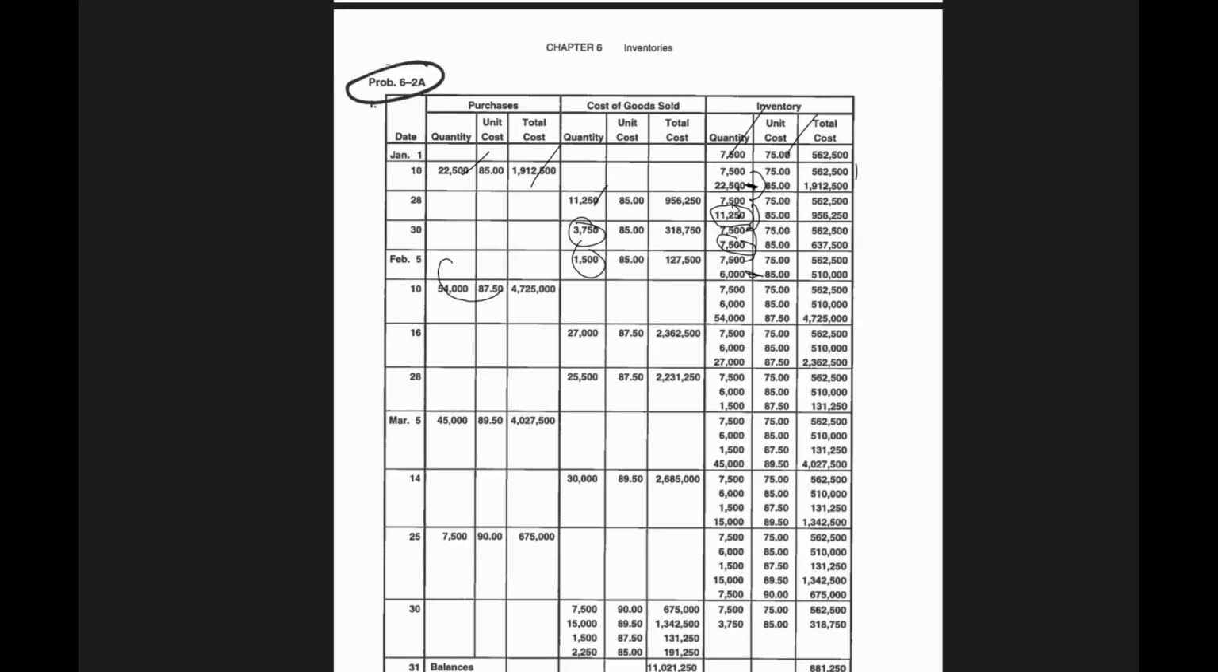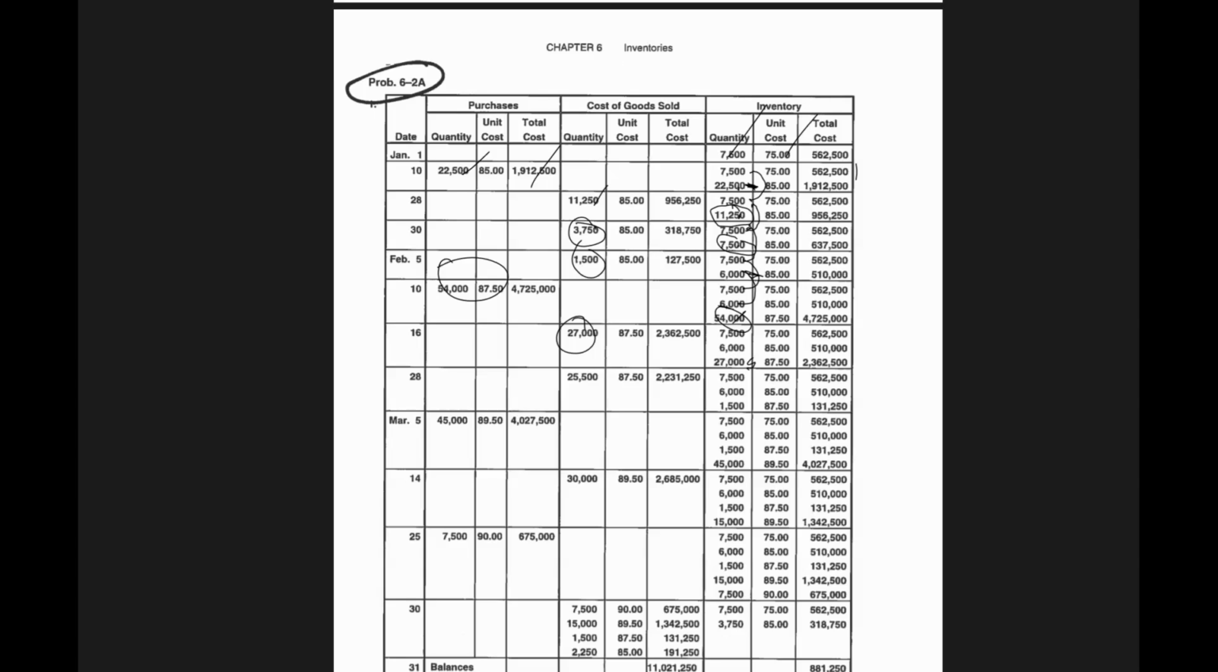Now we purchased 54,000 units. So notice we bring our $7,500 down, the $6,000 down, and we add the 54,000. We sell 27,000. That's going to come out of that 54,000. So this goes back to my earlier video.